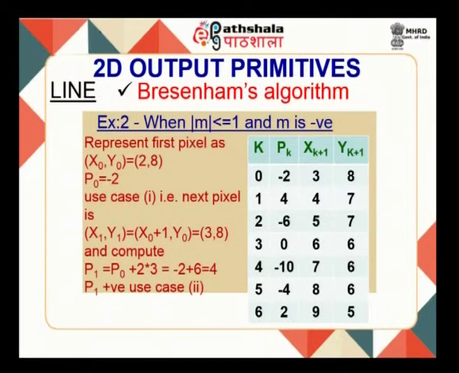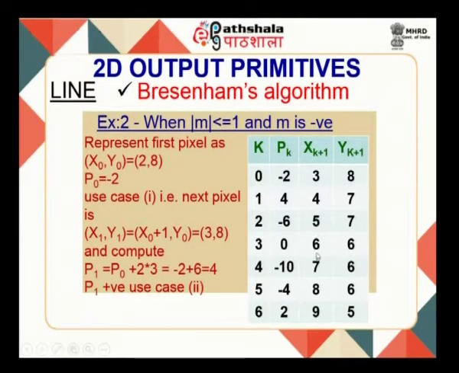You can sit and start doing this as we did in the previous example. You follow the same set of equations, because it is only the modulus, that is, mod m is less than 1 and m is negative. So, the only change is that one of the coordinates will be increasing while the other will be decreasing. In this case, y is decreasing. As you see here, x values keep increasing 3, 4, 5, 6, 7, 8, 9 by 1 unit, while y's keep decreasing 8, 7, 7, 6, 6, 6 and 5.